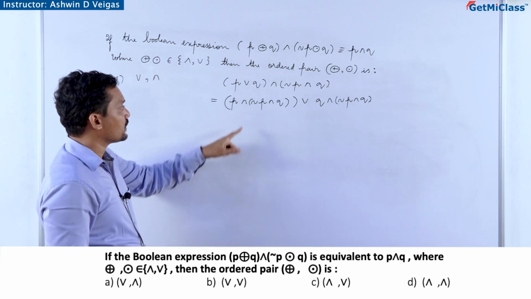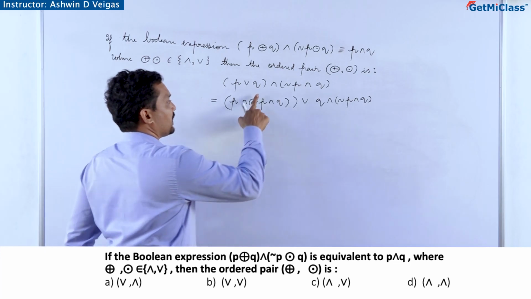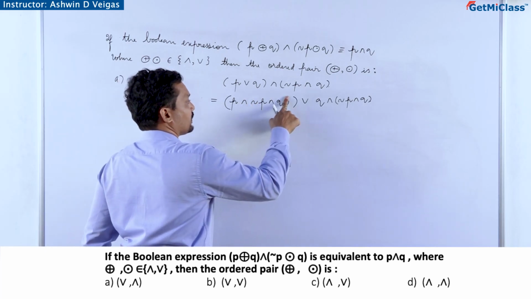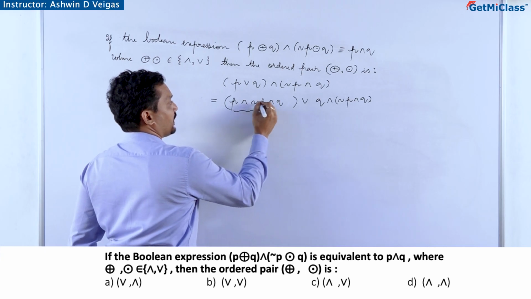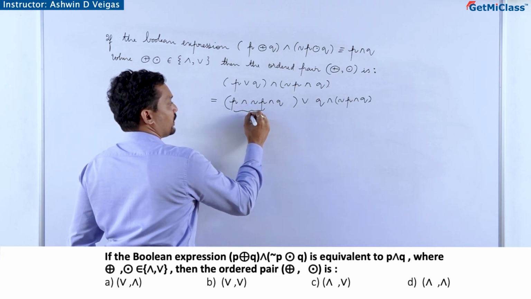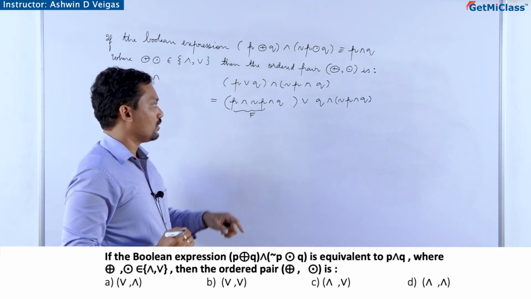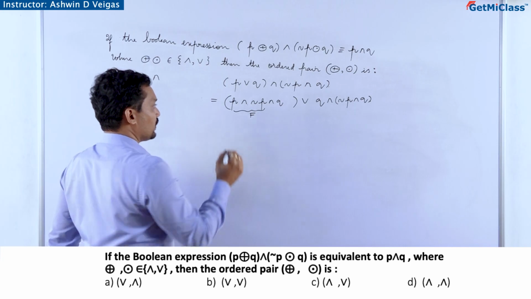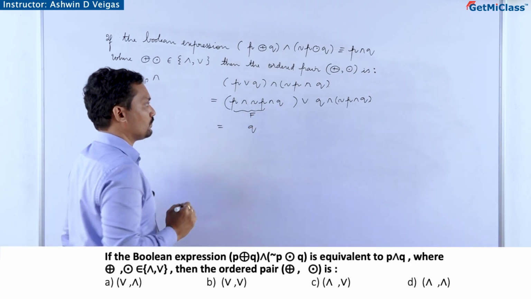Now here what happens is, since this is and, this is and, there is no need for bracket here. So this bracket and this bracket can be removed, and when you do that, P and negation P will always be a fallacy. Fallacy or Q will be Q. So it will be the same thing. Therefore, this bracket will simplify to just Q.